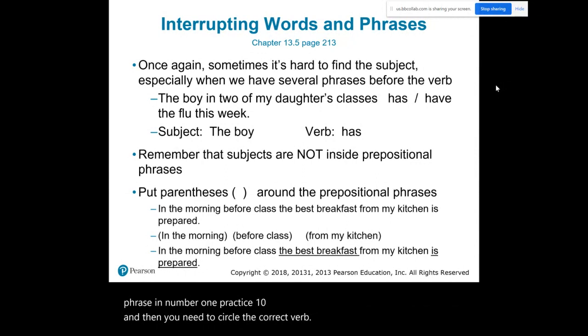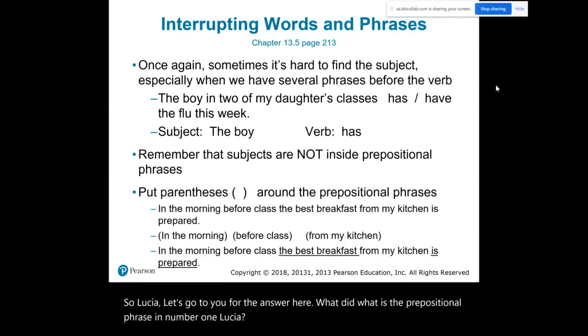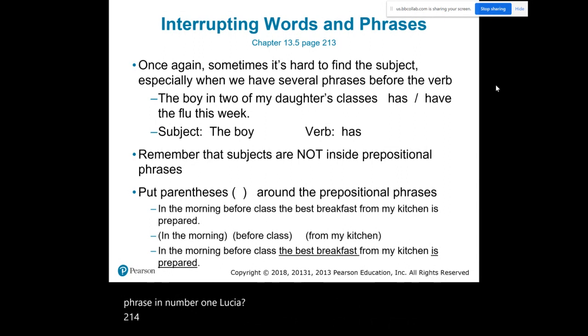Okay, so Lucia, let's go to you for the answer here. What is the prepositional phrase in number 1, Lucia? Teacher, we are in the page 240. 214. Oh my God! I was reading the page. I'm sorry. I was checking the order here. Practice 10, we're doing number 1.